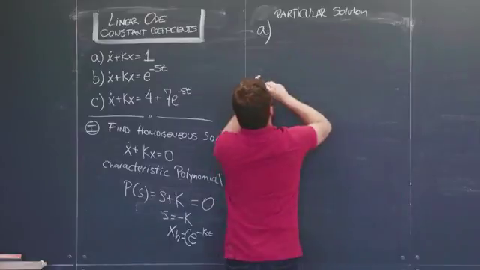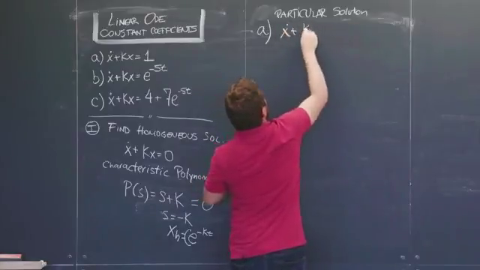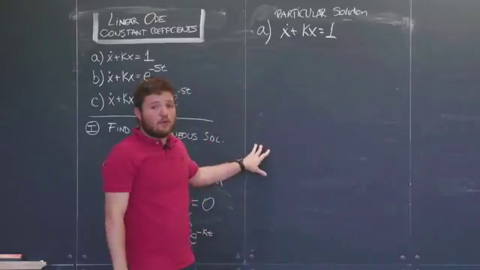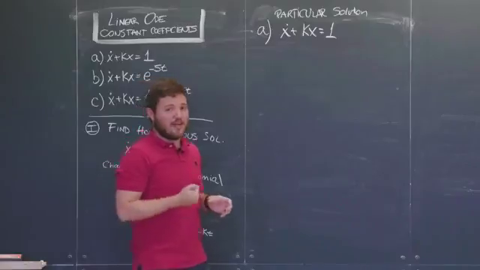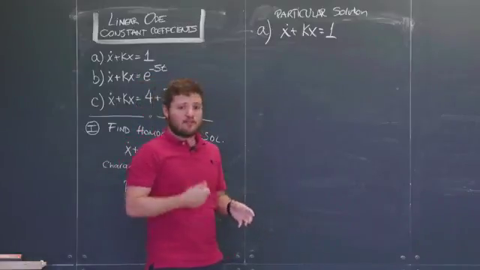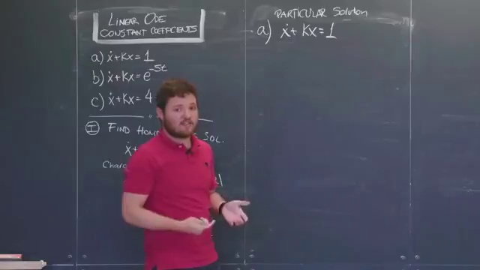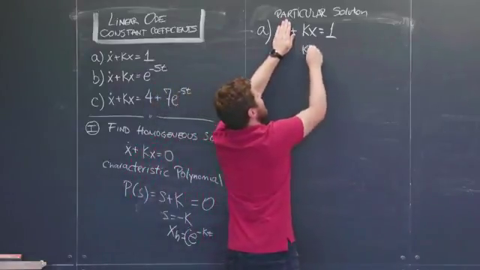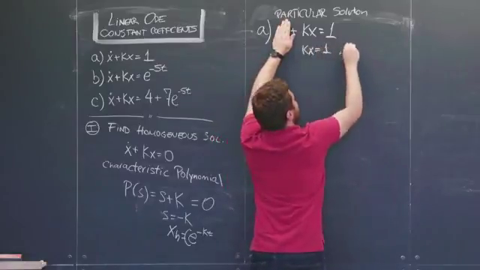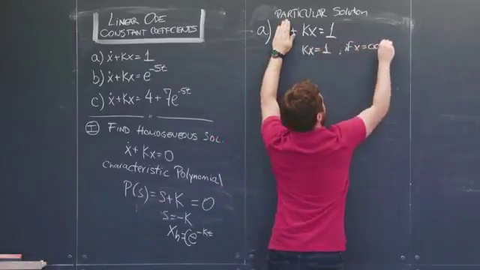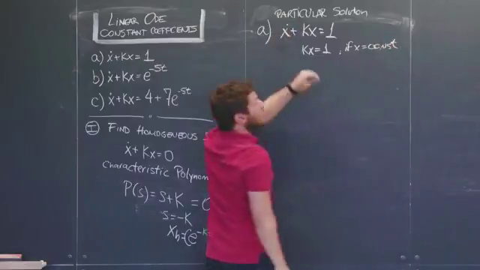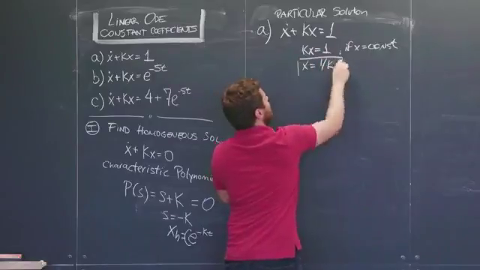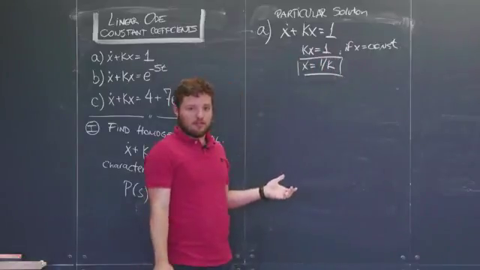All right. For part A, now we need to find a particular solution that satisfies the differential equation x dot plus kx is equal to 1. Now, this is an equation that we can actually solve by inspection. If we assume that x is a constant, then x dot is 0. We just ignore it, and we're solving kx is equal to 1 if x equals a constant. And we can get that x is equal to 1 over k. And that's a particular solution.